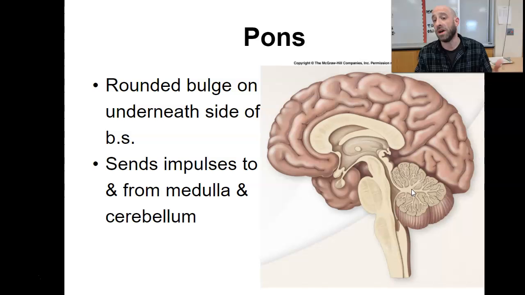But that's really all it does. So the pons doesn't have any functionality other than communicating between the cerebrum and the cerebellum, which is very important. So if the pons isn't functioning correctly, you're going to see people with a really hard time with simple movements, and people that have issues with muscle contractions and things like that.